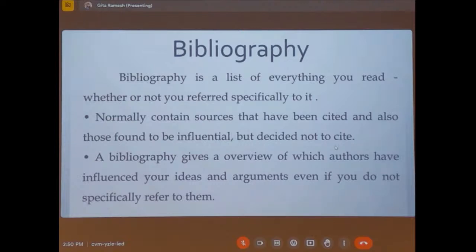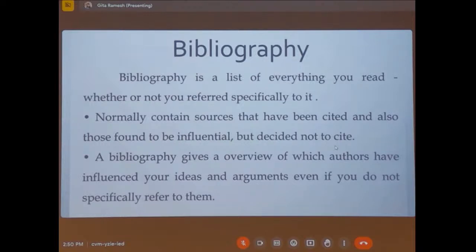In short, bibliography gives an overview of which authors have influenced your ideas and arguments, even if you do not specifically refer to them. That means you may have done an extensive bibliographical search of 200 journals. But when you write under references, you will only quote 20 or 100, whatever, depending on your study. That is the difference between reference and bibliography.